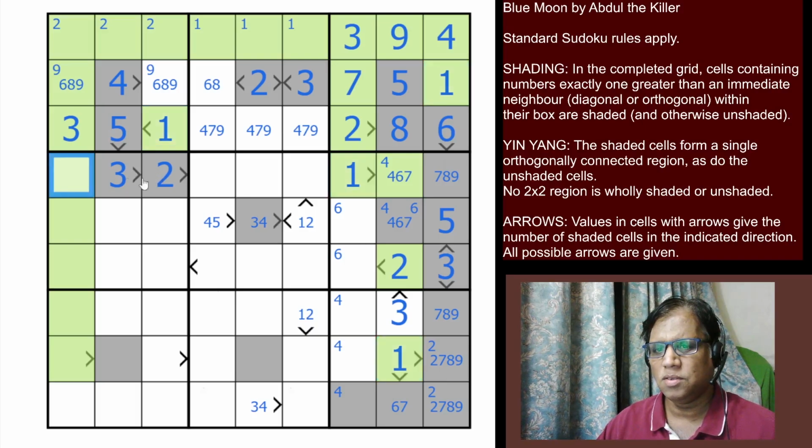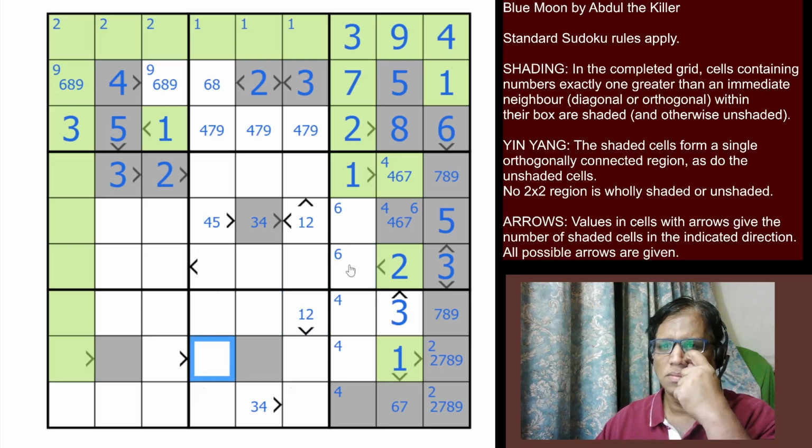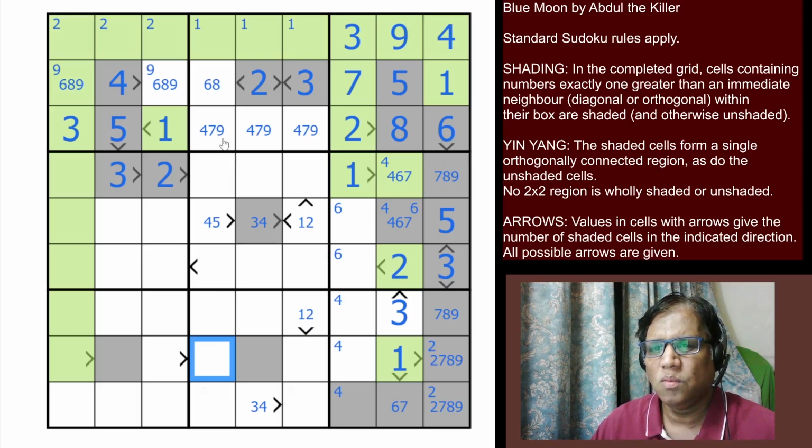No, here one is not here, one is not here. One is not here, is not here. No, not much helping. Should get some shading by now. 9. Why does 4 have to be here? 4 7 9 6 8.